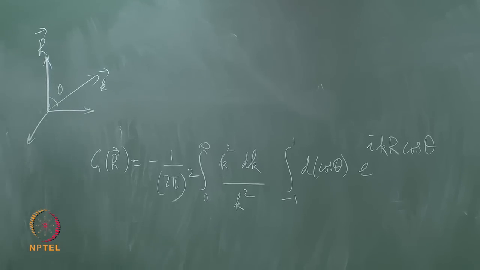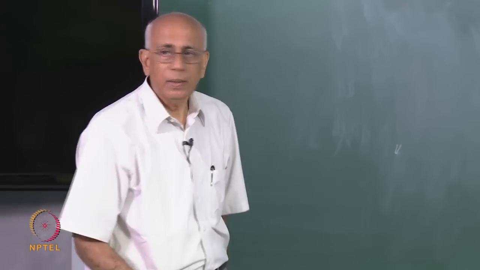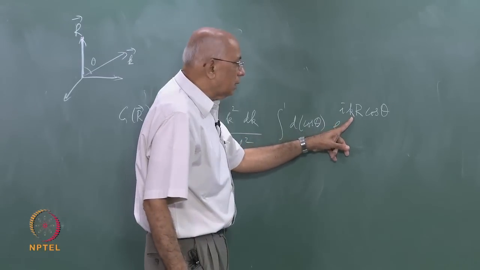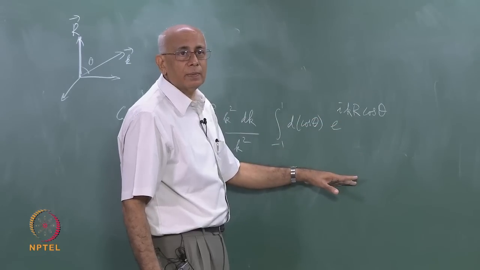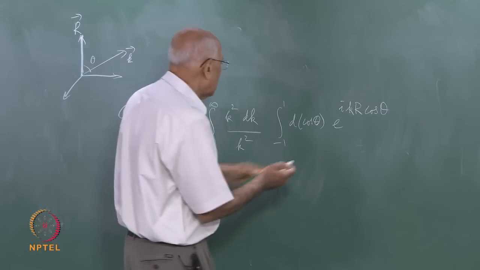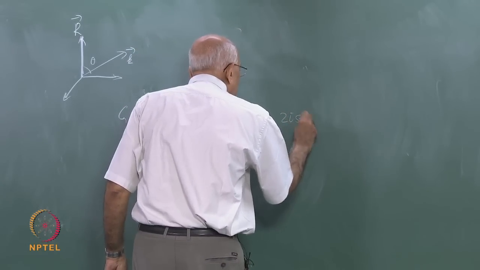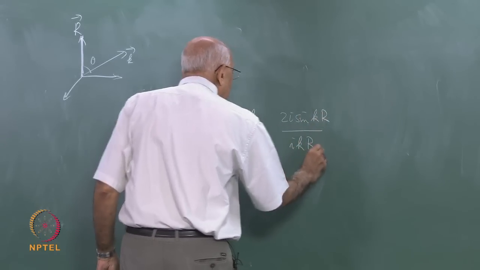I change variable to cos theta, it is running from minus 1 to 1. So this thing gives you e to the i k r minus e to the minus i k r over i k r, but the numerator is 2i sine k r. So I get rid of this and write this as 2i sine k r over i k r.